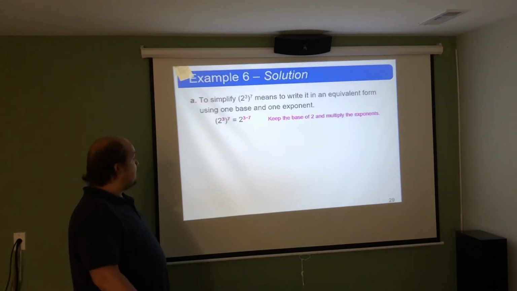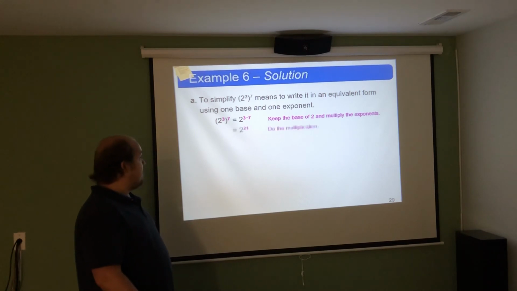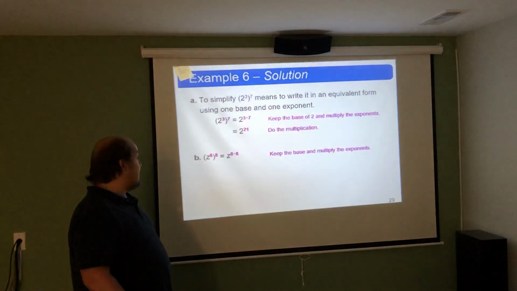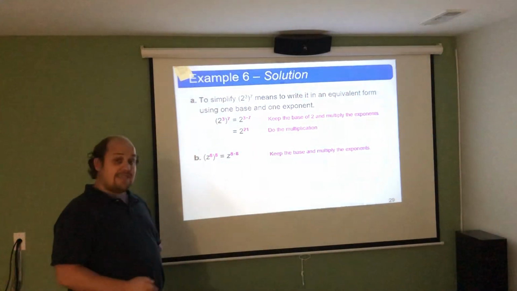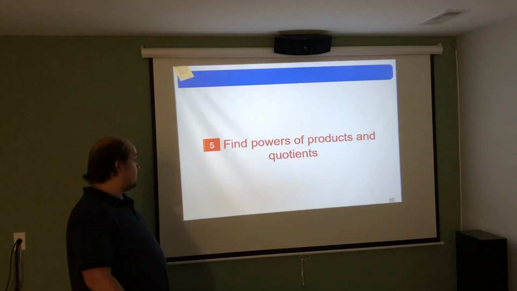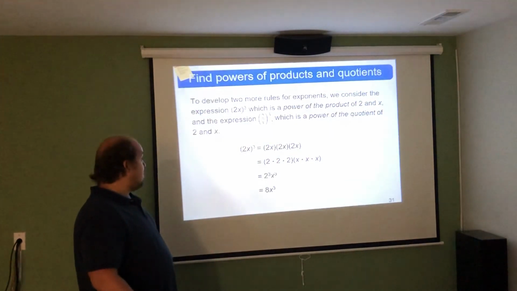So there, 2 to the third to the 7th gives me 2 to the 3 times 7, or 2 to the 21st. When I take z to the 8th to the 8th, that gives me z to the 8 times 8, or z to the 64th. When we now put everything together, we have to use multiple rules at once.